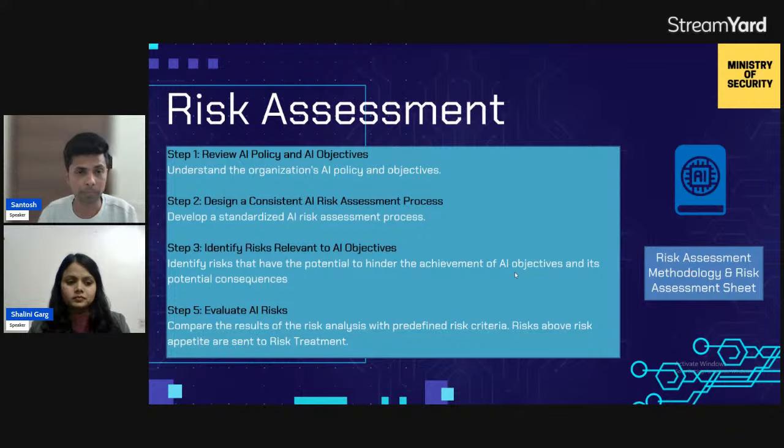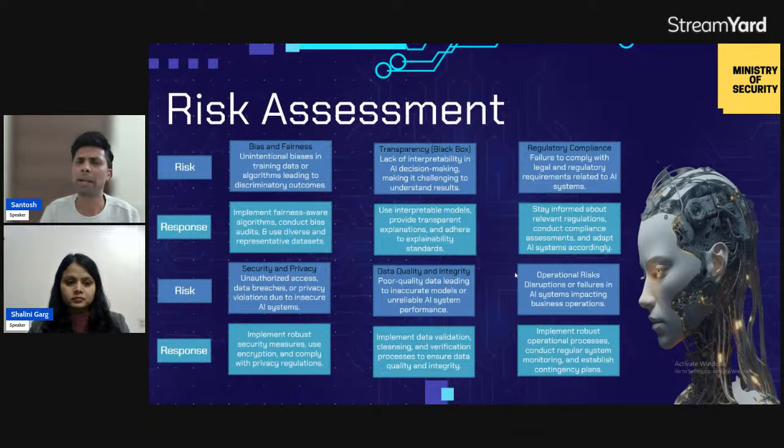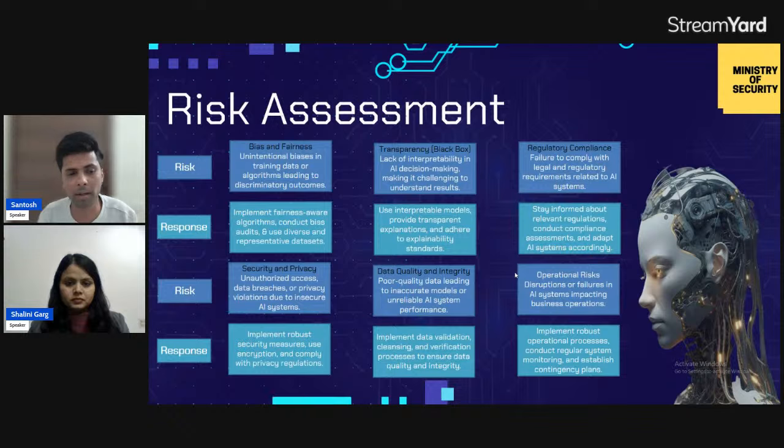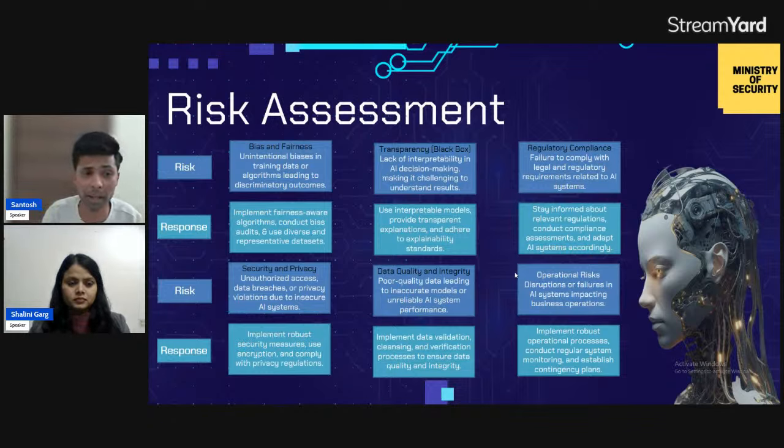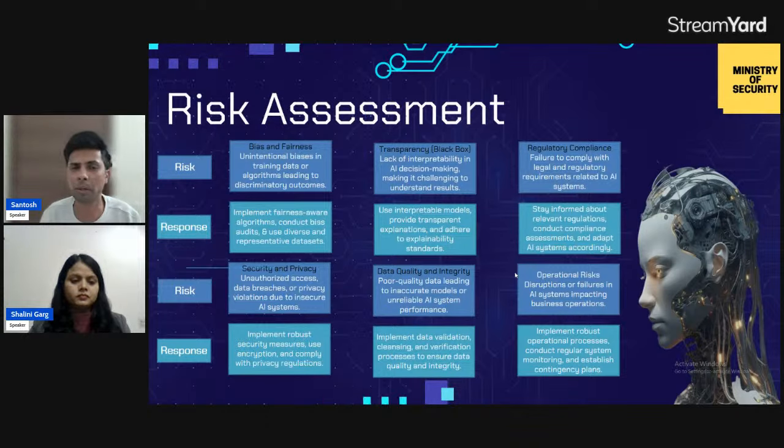Risk can be bias and fairness. Many times we have seen this kind of risk, related to unintentional biases, where algorithms are trained in such a way that they provide unintentional bias, or they are not fair. So you need to ensure that fair and aware algorithms are being developed. The second is security and privacy.